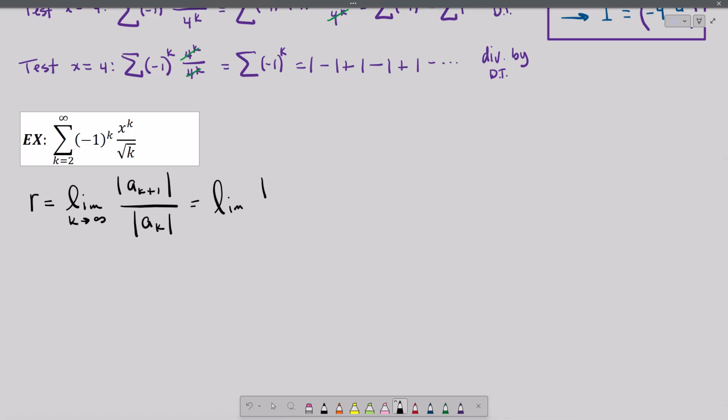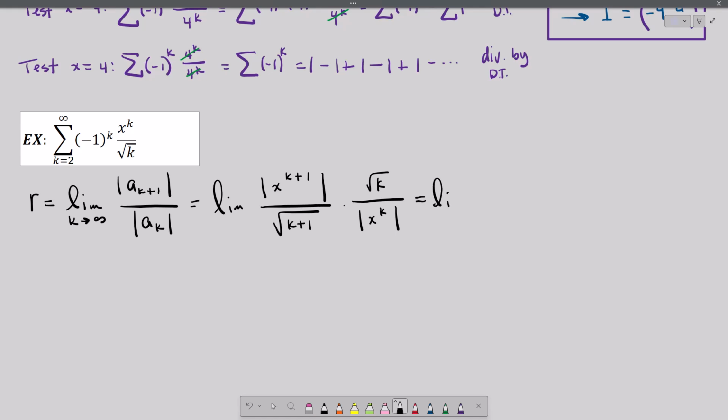So we're going to have absolute k, x to the k plus 1 over square root k plus 1. So there's the absolute value of a sub k plus 1. And then dividing by a sub k's absolute value means multiply by its reciprocal. So we'll have the square root of k up top. We'll have absolute x to the k down below. And then we simplify.